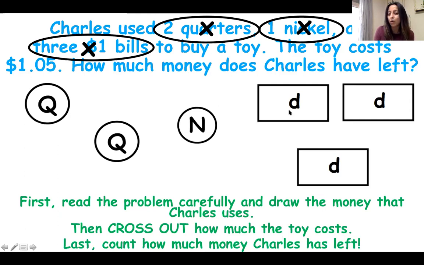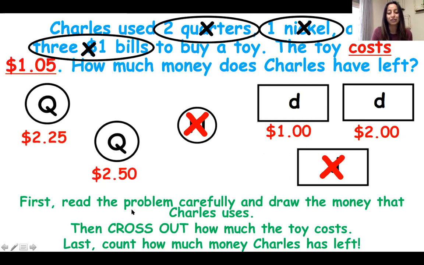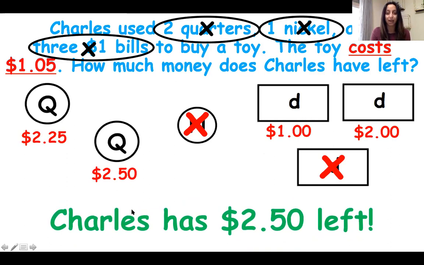So what if I crossed out $1.05, right? $1 and 1 nickel is $1.05, right? So if I cross that out, I'm left with some money, aren't I? Well, how much money am I left with? How much money is Charles left with? Now we just count the money he has left, starting with greatest value to smallest value. So he has $1, $2, $2.25, $2.50. Charles has $2.50 left.